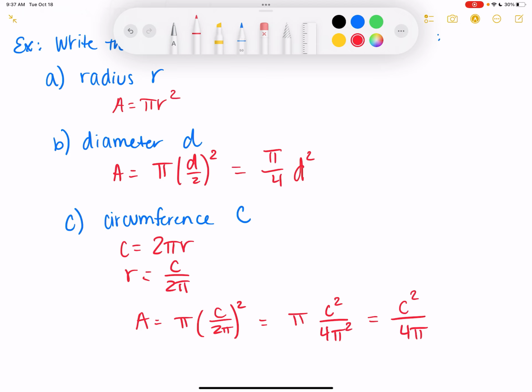So you can substitute. We had the formula for circumference, and then we rewrote it as r equals c over 2 pi. We solved for r so that we had it in terms of c, because we wanted area as a function of circumference. Then you plugged what you found for r into the original area formula.